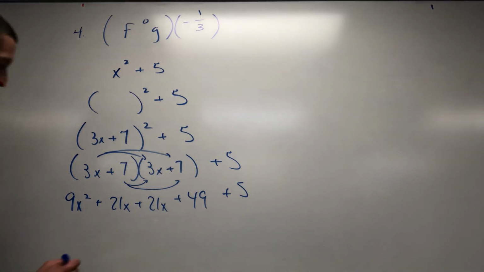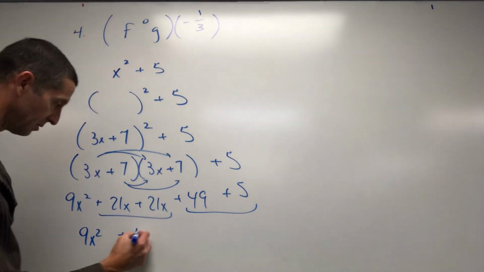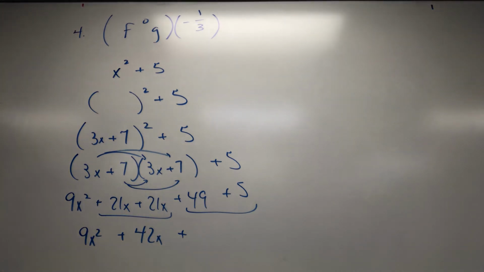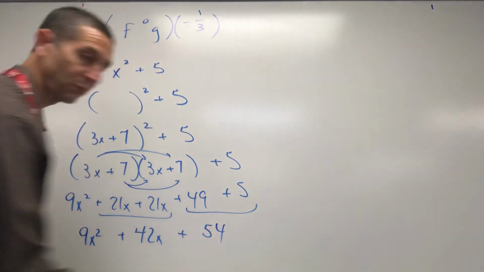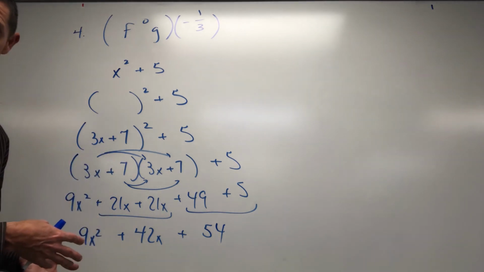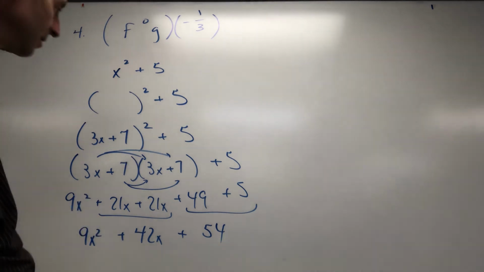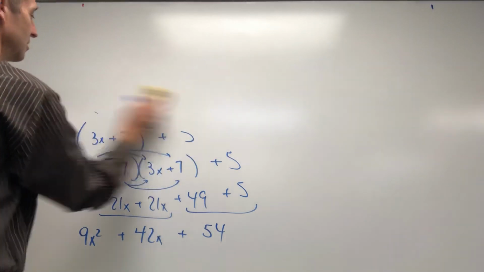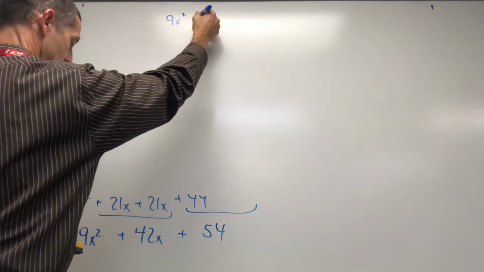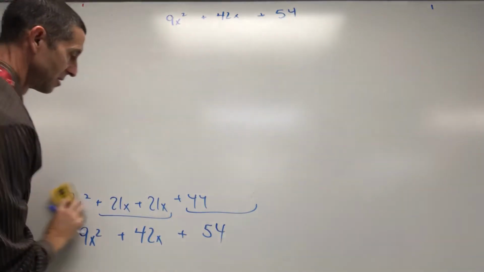Looks like I get one more step on here. I can get 9x squared plus 42x. And then I got to add 49 and 5 together, which looks like it'd be about 54. I think you can see that. So there's your first answer. Now we got to run a second answer on this. I wonder if I can fit that up there. Won't even try. Let's just put it real big. 9x squared plus 42x plus 54.